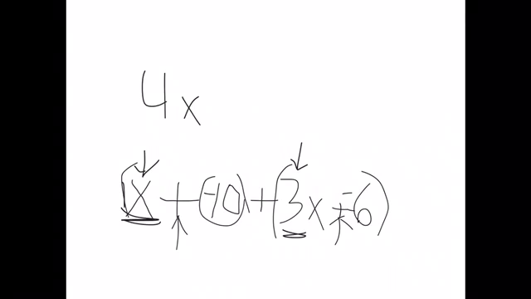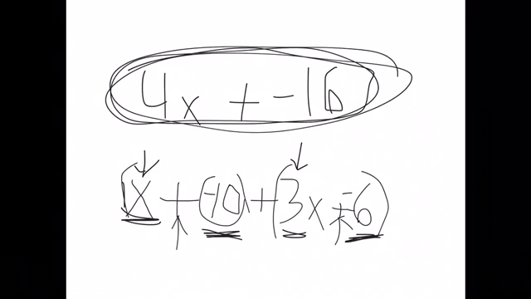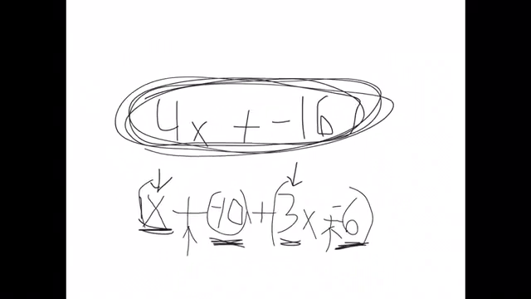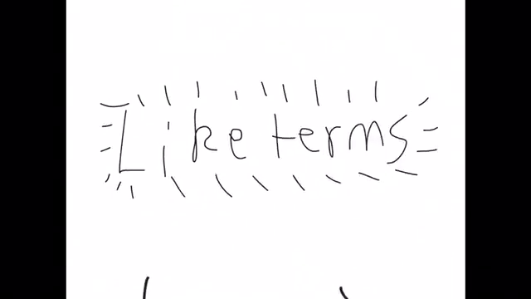And then we do plus. Now we're going to do these numbers, this and this. Negative 10 plus negative 6 is negative 16. So, negative 16. And that would be our answer, as you can see. Okay, there you go. That was our like terms. Thank you for watching.